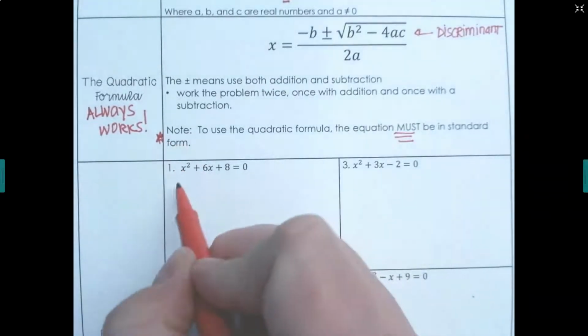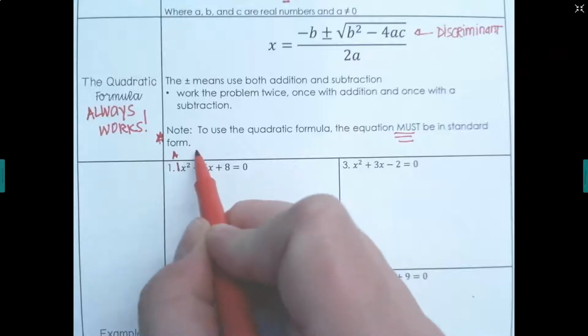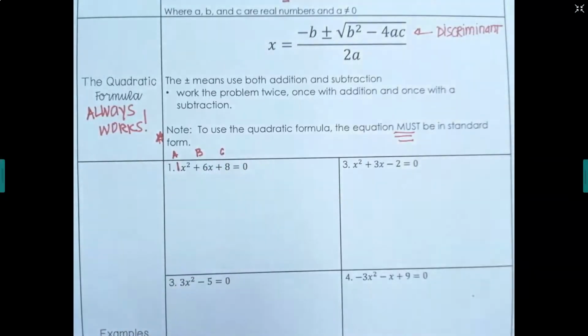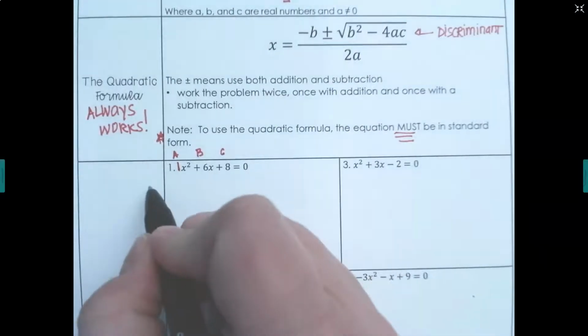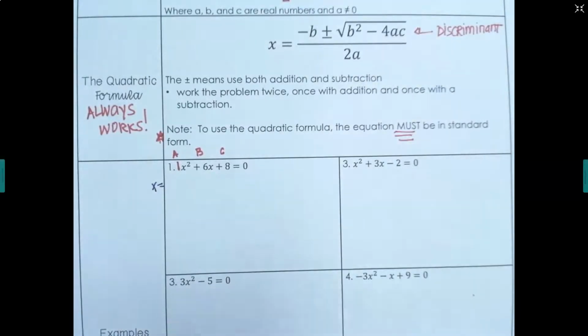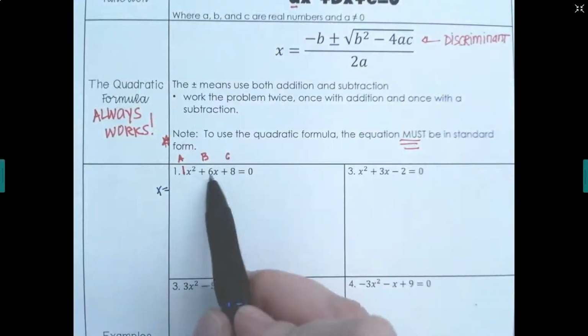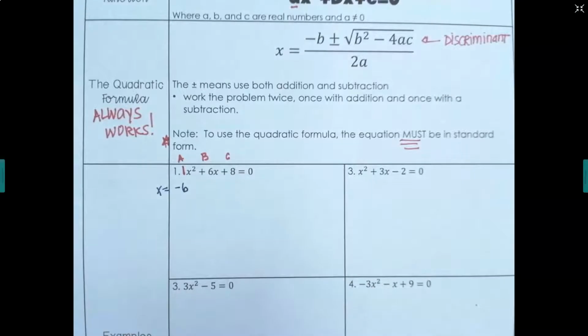On number 1, identify a, b, and c. A is an understood 1. B is a positive 6. And c is a positive 8. Now, to plug this into the equation, it says negative b. What that really means is the opposite of b. If b is a positive 6, when we plug it in, it's going to be negative 6.